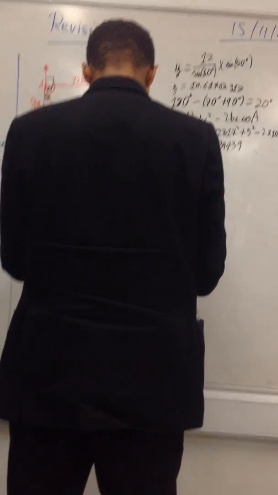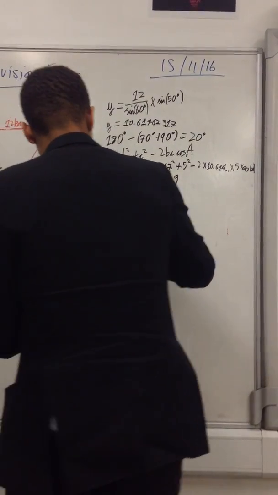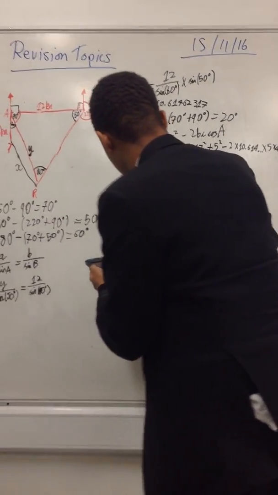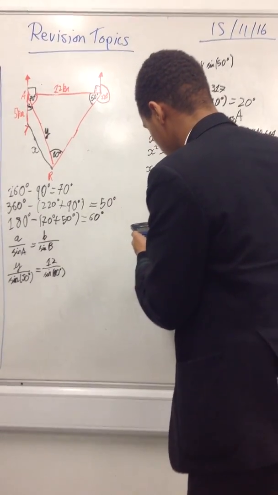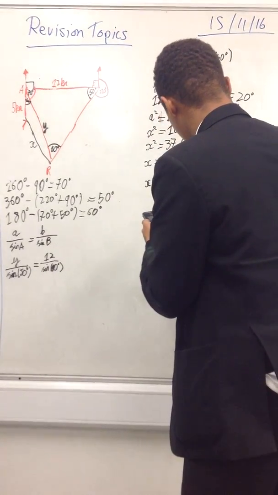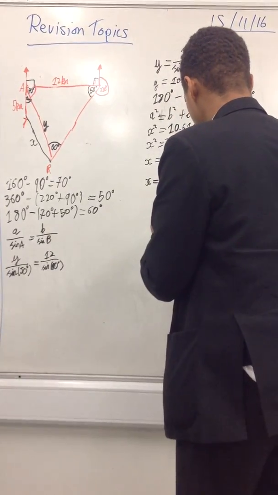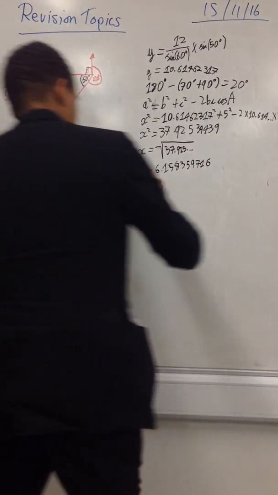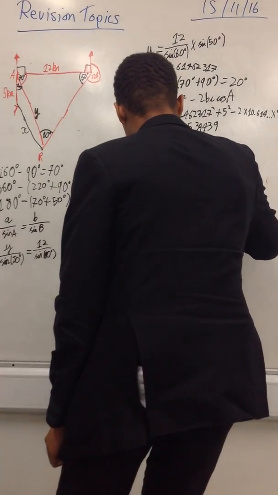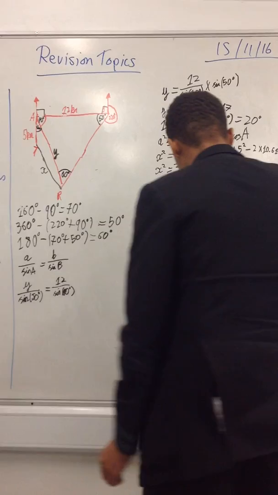Which gives you x equals 6.158359716, and the question asks you to round it to one decimal place, so you're left with x equals 6.2 kilometers to one decimal place.